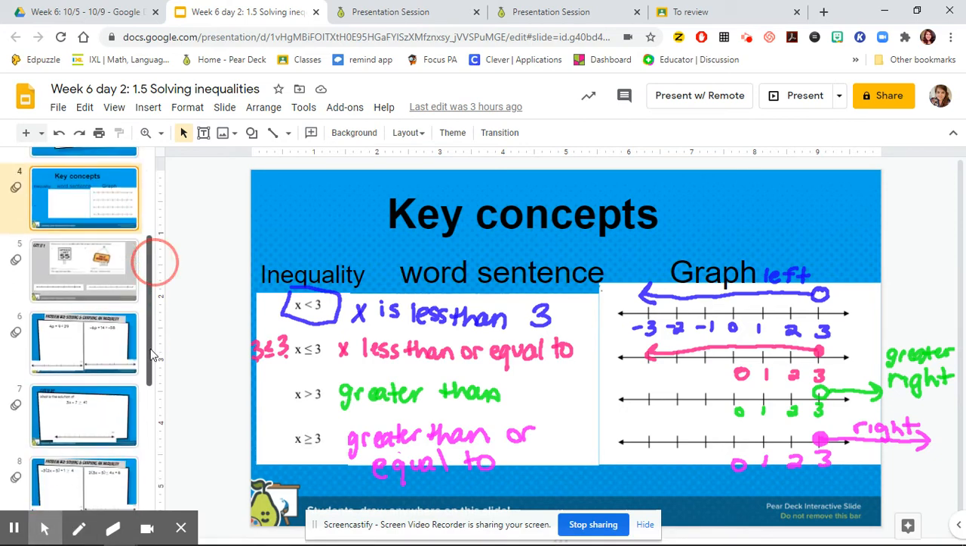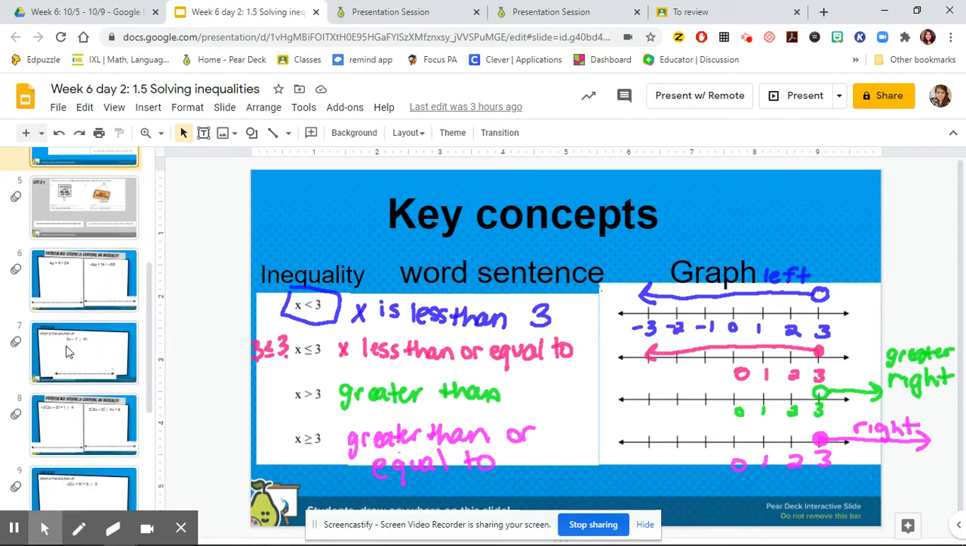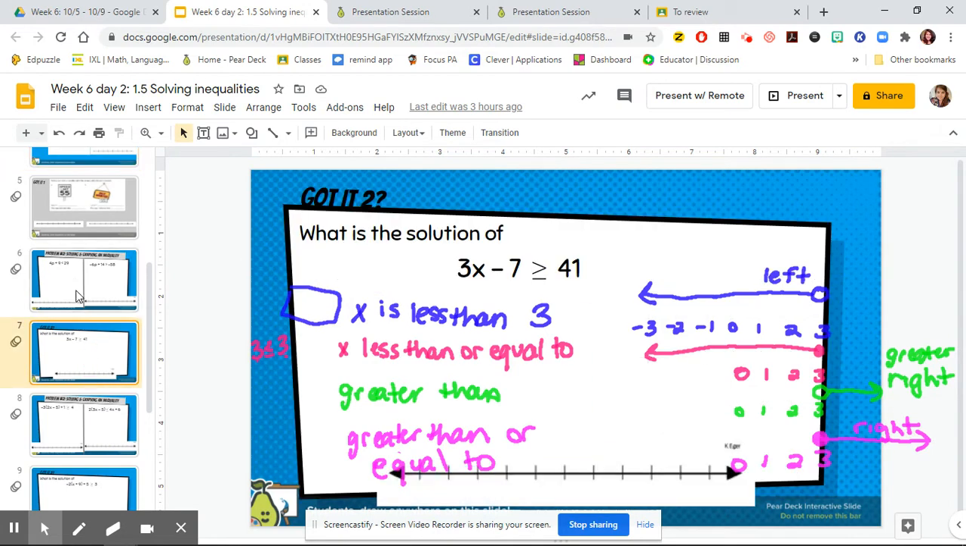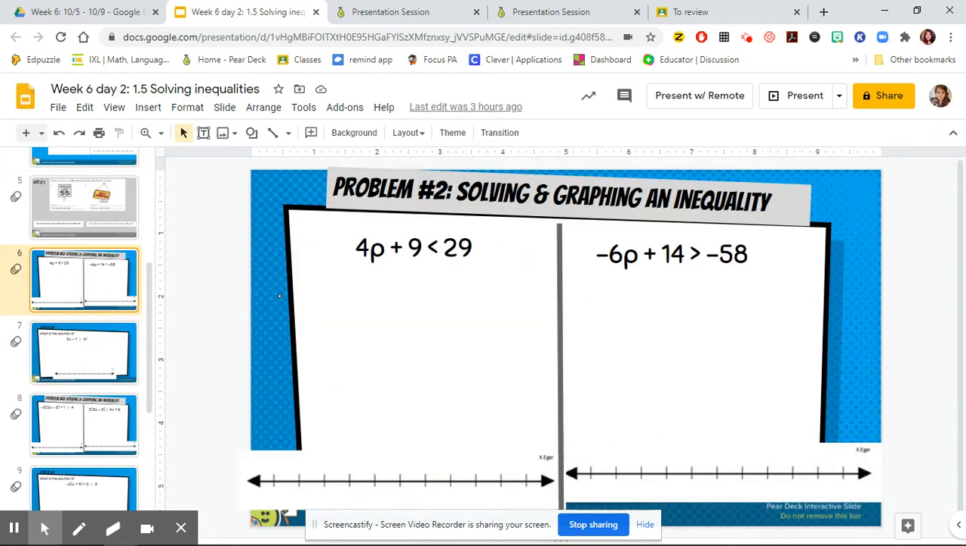All right, we're going to go over solving. If we look at these two examples, we're just solving basic inequalities. And we're going to solve this very similar to how we would solve an equation. So our first goal would be to get the variable by itself.